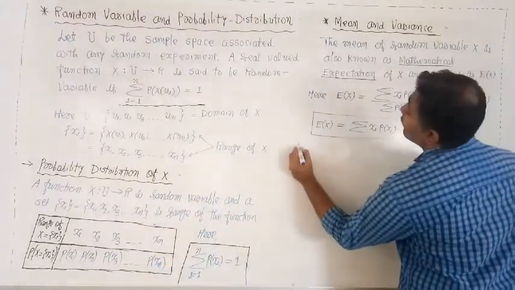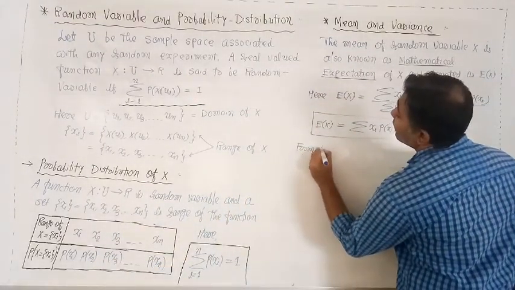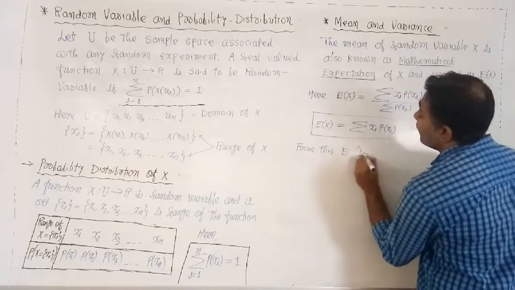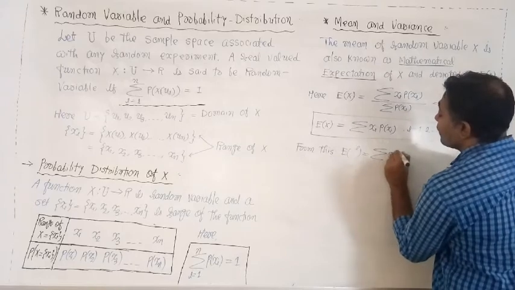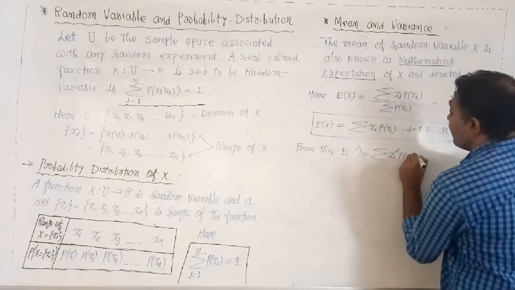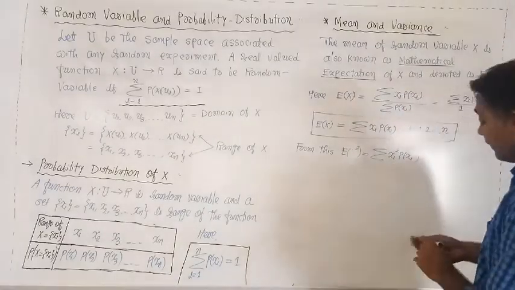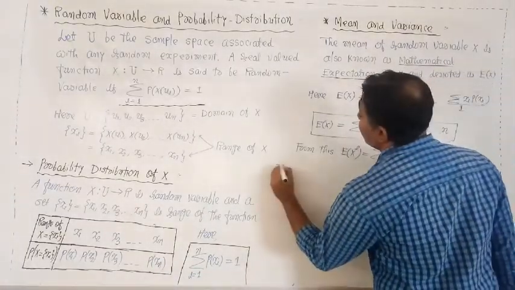So this is the expectation of X and is a very important result. From this we may also find the expectation of X square. So E(X square) is sigma xi square p(xi). And now we know the definition of variance. So let us see the definition of variance.